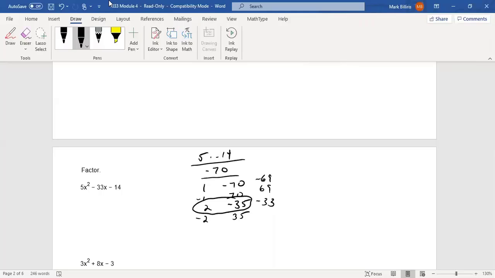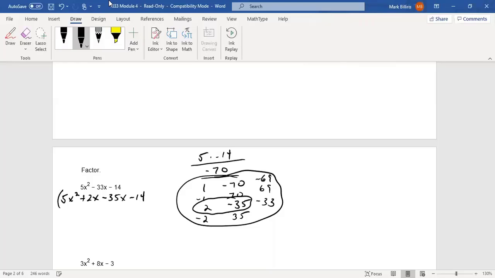So let's go back to the AC method. So the next thing I do is rewrite. So this is 5x squared plus 2x minus 35x minus 14. So remember, when you're rewriting, the first term stays the same. The last term stays the same. All you do is use the two factors from over here that add to give you the middle term.